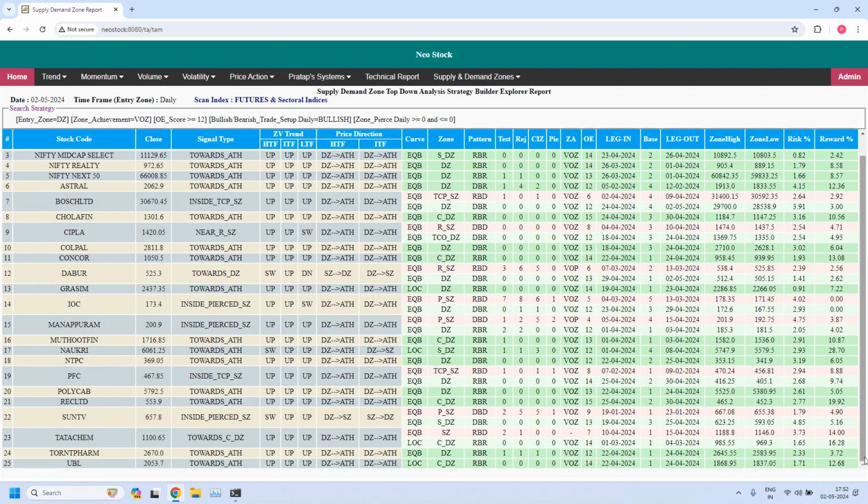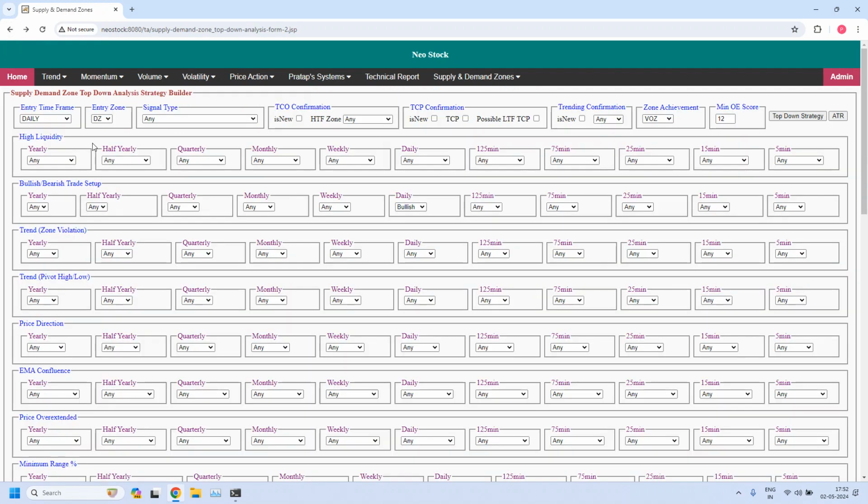So total 25 stocks are currently supporting bullish trade setup for monthly income trade. Okay, let me go back and generate the next report. Now let us generate the bearish trade setup for monthly income trade.